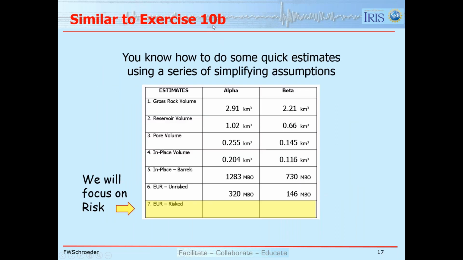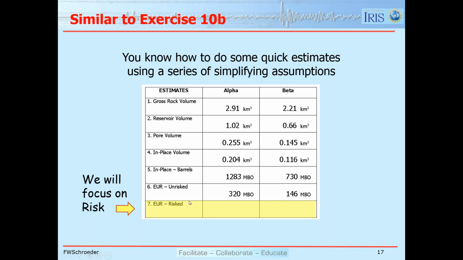So exercise 10B, don't know how many of you have been doing the exercises, but we go through calculations both for alpha and beta. Line number 6 is the estimated ultimate recovery that is not yet risked. That'll be the next step. But alpha, we think if it only has oil, we'll have 320 million barrels, and beta is about half that size at 146 million barrels.